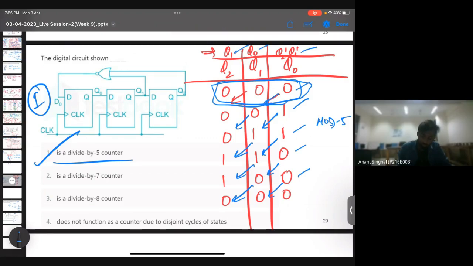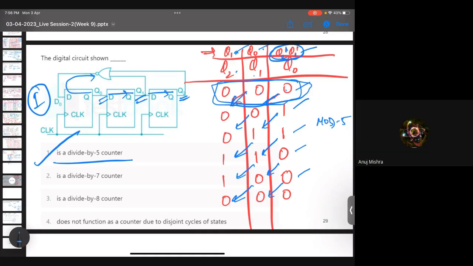Both are getting shifted. I have made the arrow. So this 00 is getting shifted here, since Q1 will be Q0 and Q2 will be Q1 in the next state. So Q2 will be Q1 and Q1 will be Q0. And this Q0 will be some relation. So I've written the relation here, Q2 bar and Q1 bar. That's the thing.